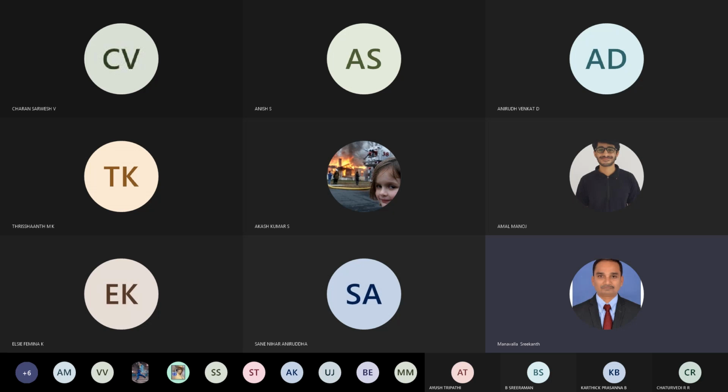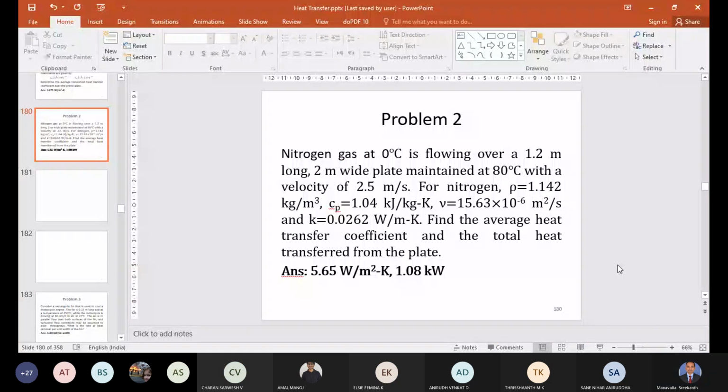So we share the presentation so that we can start solving the problems here. So we'll take up this particular problem for today's class to begin with. Here we have nitrogen gas at 0 degrees Celsius flowing over a 1.2 meter long, 2 meter wide plate maintained at 80 degrees Celsius with a velocity of 2.5 meters per second. For nitrogen, the properties are given. Find the average heat transfer coefficient and the total heat transferred from the plate.